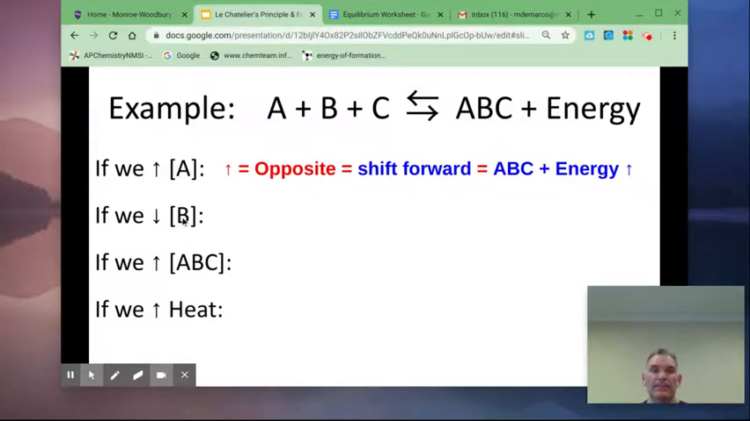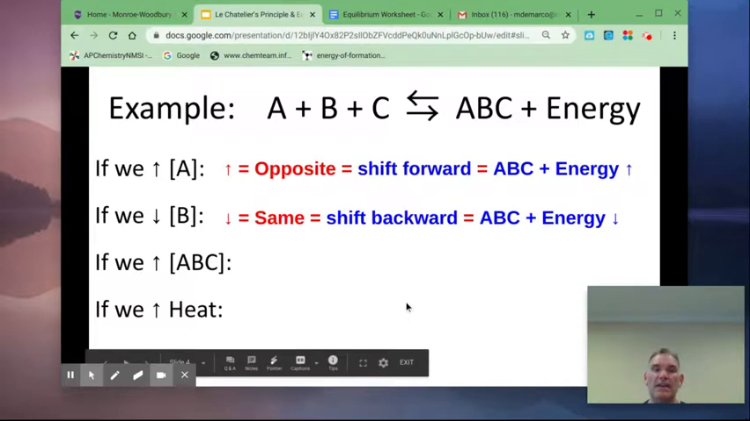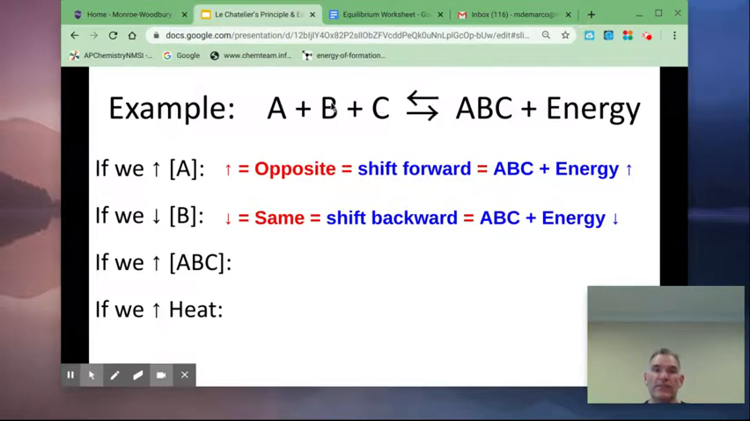Now take a look at B. It says, if we take out B, I'm removing B. So I'm taking out this thing. Well, we saw the rule was, if I remove, it shifts to the same side. So where is this single B? It's on the left. So if I take out B, it's going to shift to the same side, which means the backwards arrow is going to be favored. It's going to go this way. So that means this side has to go down. Notice the seesaw comparison. If I change one side, the other side gets affected.